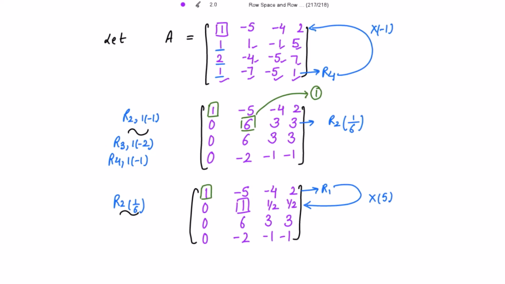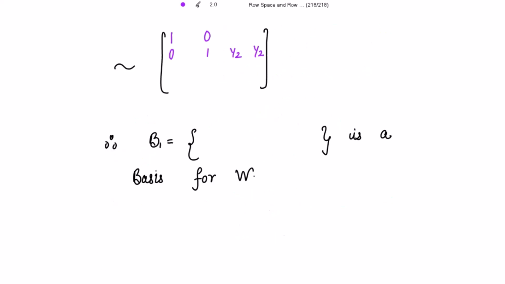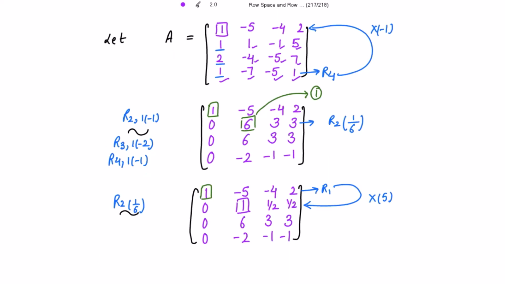1 half multiplied with 5, we get 5 by 2. Adding this to minus 4, we get minus 3 by 2. 1 half multiplied with 5, we get 5 by 2. And adding this to 2, we get 9 by 2.